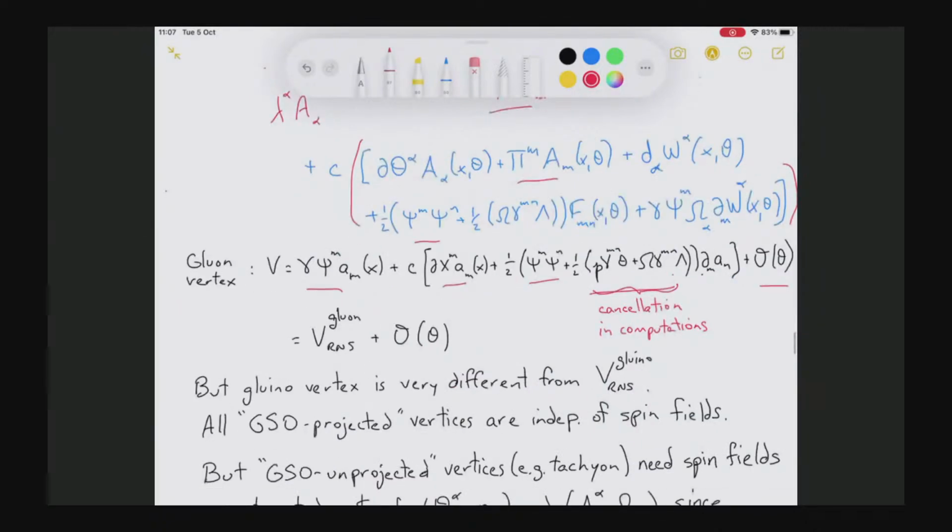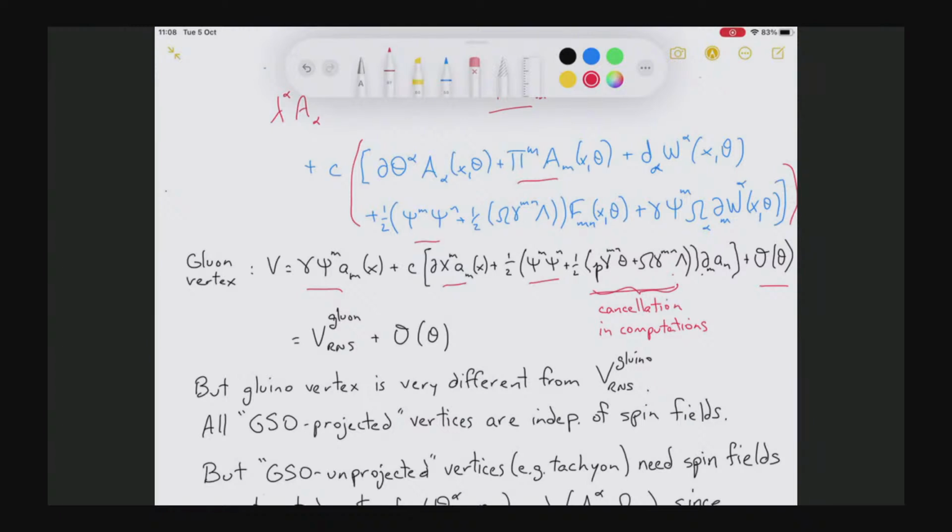Okay, but the gluino vertex operator is now very different. So the gluino vertex operator is, of course, the terms which have an odd number of thetas, or are fermionic. So there are no spin fields anymore. And of course, I'm only discussing here the GSO projected sector. In the RNS formalism, of course, you can also have tachyons if you look at the GSO minus projected sector. But everything I'm saying here is just the GSO projected sector. And in that case, it's easy to see that everything is independent of the spin field.